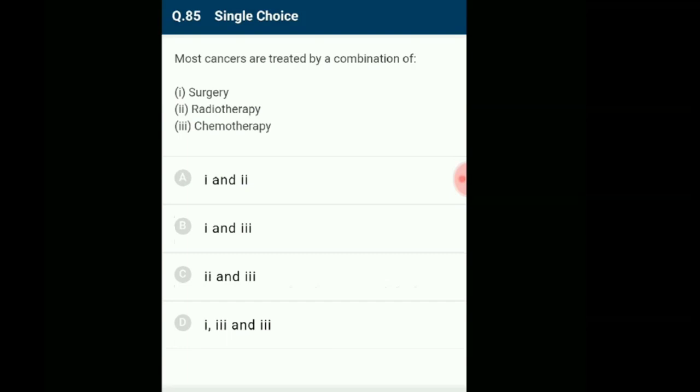Question number 85. Most cancers are treated by the combination of. The treatment of cancer consists of a number of therapies. First one is chemotherapy. Second one is radiotherapy. Third one is surgery. The fourth one is supportive therapy. So the answer for this question is option D. Most cancers are treated by all three methods.